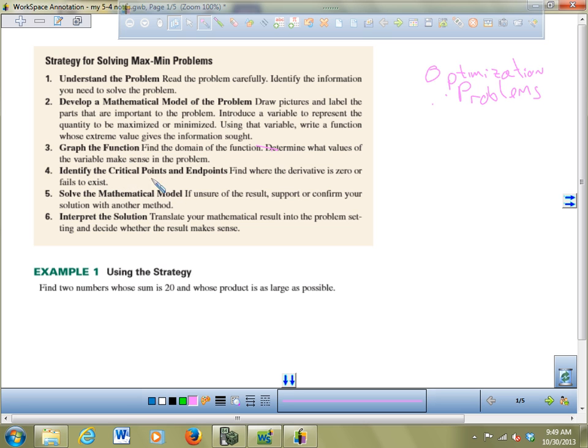Identify the critical points and endpoints. If you're trying to maximize or minimize something, say it's a cubic function, you might find a relative maximum over here, but this might be the true maximum. So you have to look at the endpoints to see what's happening at that function. And then solve the mathematical model and confirm the results. That means solve it algebraically using calculus, and maybe check by looking at your calculator. Then interpret the solution: translate your result into the problem setting and decide what result makes sense.